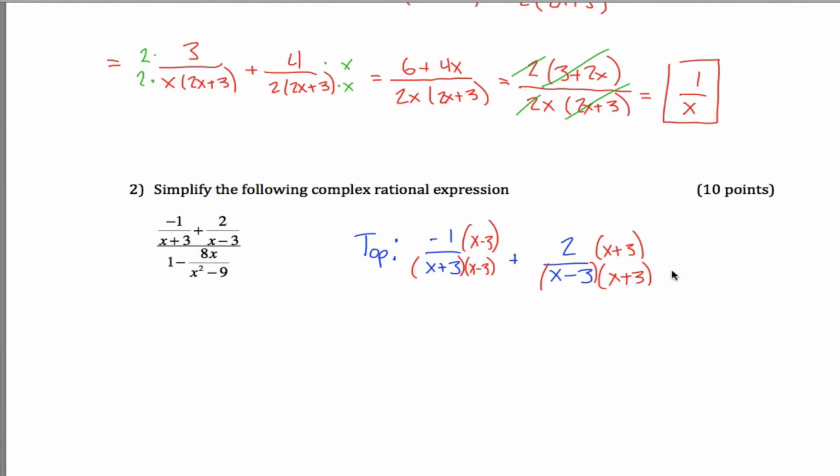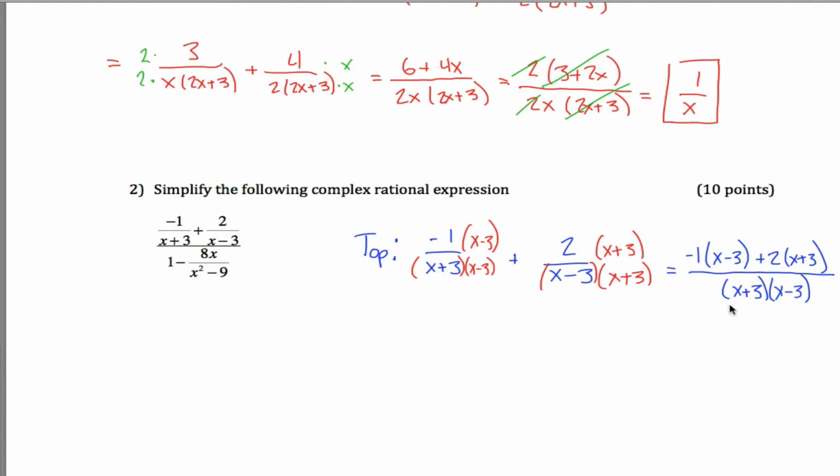Why did I do that? Because now I have a common denominator. Right over here I got this negative 1 times x minus 3 thing, and over here I got 2 times x plus 3. But in both of the denominators I have the same thing: x plus 3 times x minus 3.